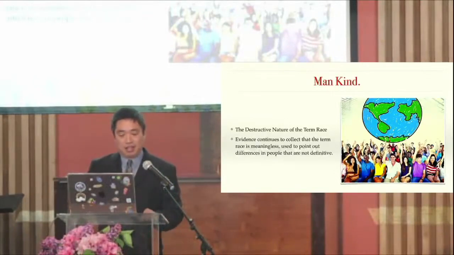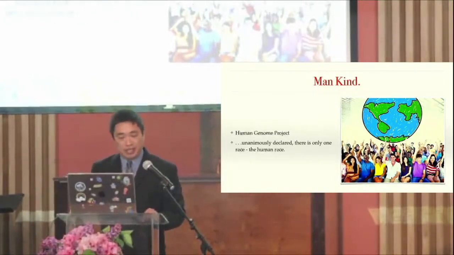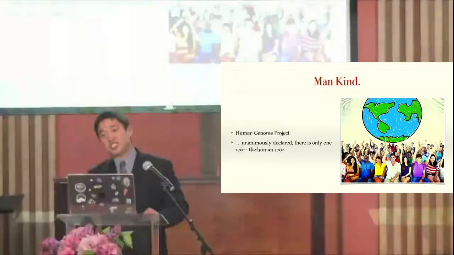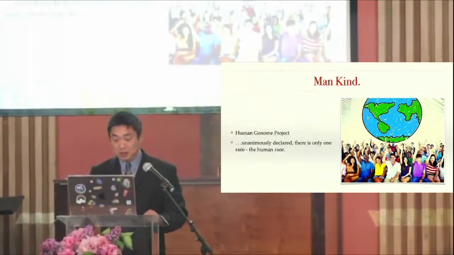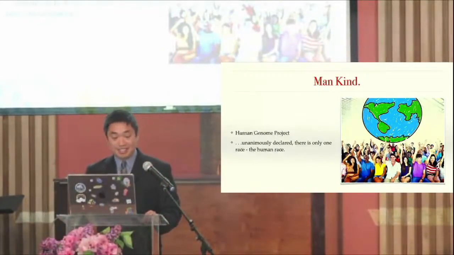In the article, The Destructive Nature of the Term Race, it says evidence continues to collect that the term race is meaningless, used to point out differences in people that are not definitive. The Human Genome Project, in the 2000s after they had mapped out the human genome, unanimously declared that there is only one race, the human race. You know what us Christians should have been telling these people? Ha ha, I told you so. We are all descendants of Adam and Eve. See, the Bible is right, right? Okay, going on.